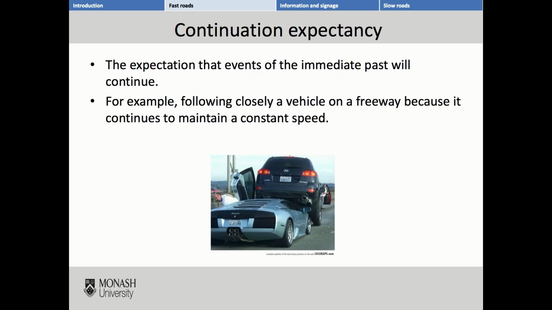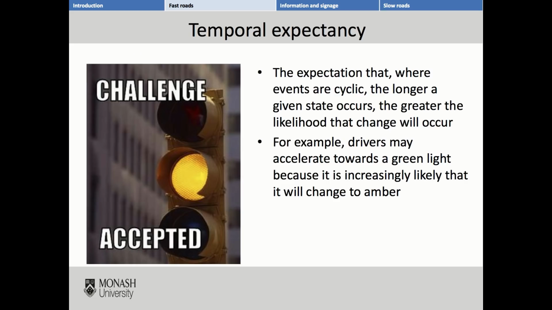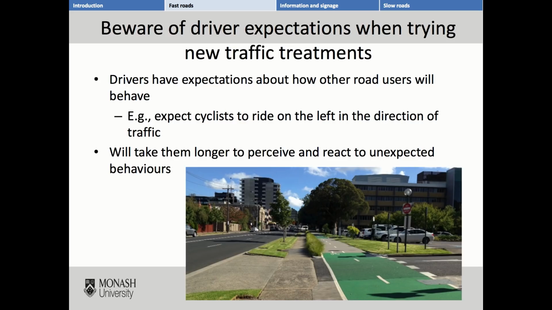Continuation expectancy is the idea that things that have happened in the past will continue to happen in the same way. So much like you're following a truck on a freeway because it hasn't slowed down, it hasn't put its brake lights on. Event expectancy is the idea that things that you haven't seen happen before won't happen to you. So that "will never happen to me" type scenario means that we get complacent when thinking about those things. Temporal expectancy is the idea that the longer a particular state exists, the more likelihood there'll be a change. So we start changing our behaviour to beat the yellow light.